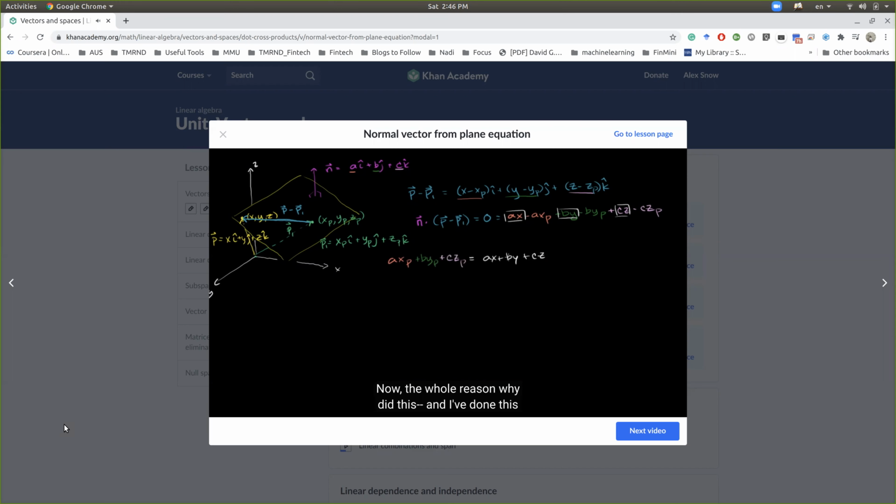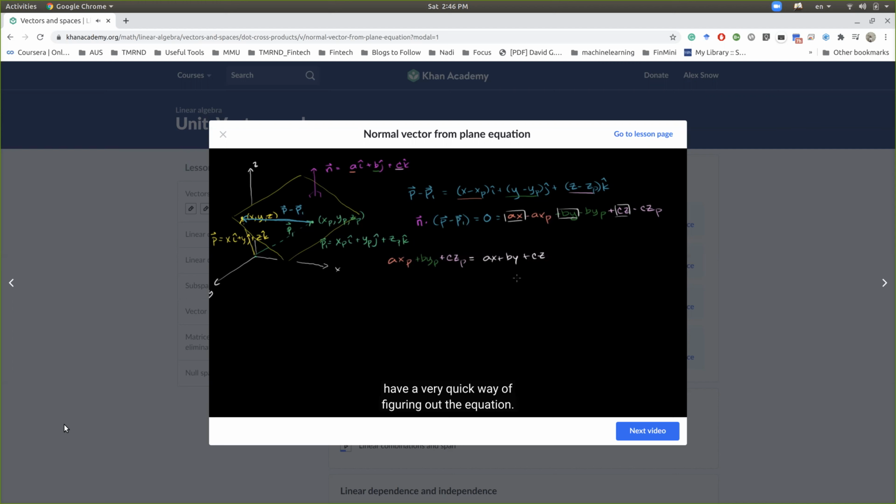Now the whole reason why I did this, and I've done this in previous videos where we're trying to find the equation of a plane, is that if you have a normal vector and you're given a point on the plane, where in this case it's xp, yp, zp, we now have a very quick way of figuring out the equation.